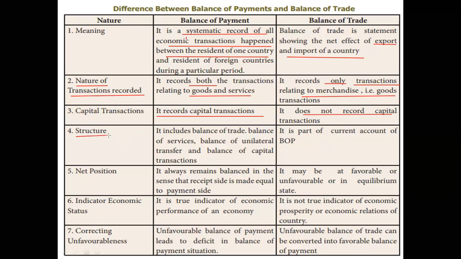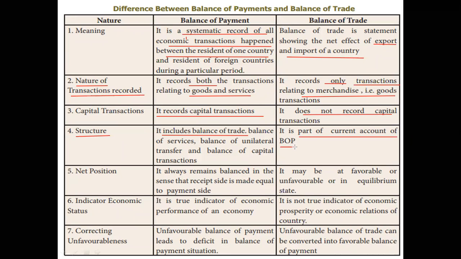The fourth is the structure. Structure means what it is all about. See, balance of payment is a broader term. It is broader. It includes balance of trade. है ना? Balance of payment is a broader concept, so it includes balance of trade. But balance of trade is the part of balance of payment account, right? Balance of trade is the part of balance of payment account, because this is the narrow concept. BOT is a narrow concept, so it is the part of BOP. But BOP is a broader concept because balance of payment includes balance of trade.